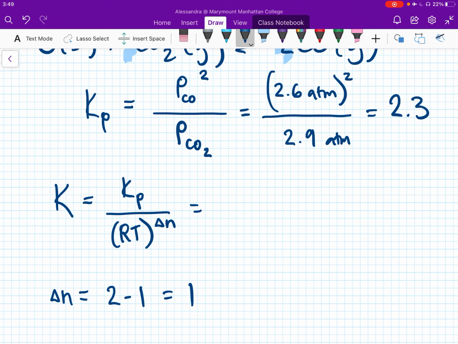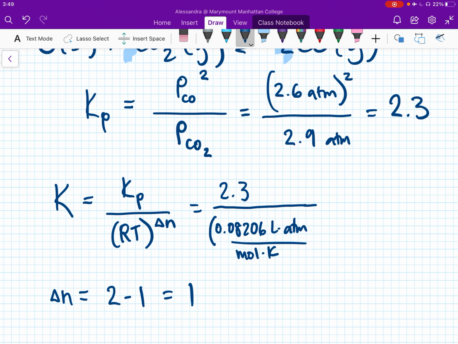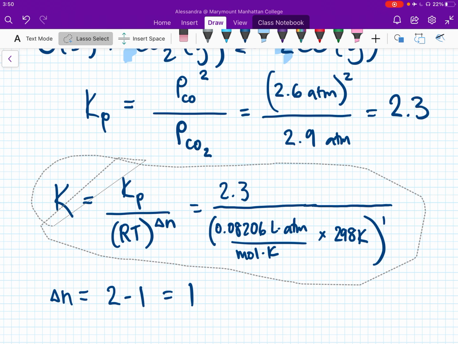So that means that I can get my K by taking the Kp, which is 2.3 atmospheres. I'm going to leave out the units because K is generally unitless. I'm going to divide that by R times T. So this is 0.08206 liter atmospheres per mole Kelvin. That's the gas constant. Times T, which I mentioned this is at 25 degrees Celsius, so that would be 298 Kelvin, raised to the power of delta n. And delta n is 1. So this is raised to the power of 1. So this is the setup to calculate K from Kp.